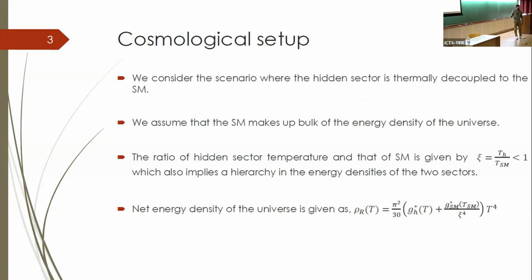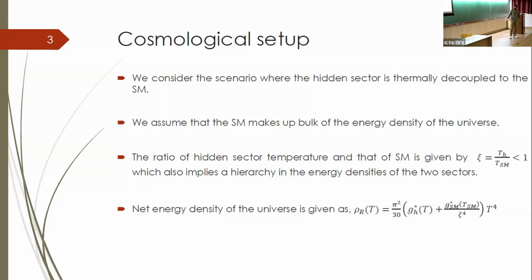To give a brief outlook of our setup, we consider a hidden sector which is thermally decoupled from the Standard Model. The hidden sector has a temperature T_H and the Standard Model has a temperature T_SM. We also assume that the Standard Model makes up the bulk of the energy density of the universe. From now onwards, I will quantify the ratio of the hidden sector temperature with respect to the Standard Model as chi, and for the purpose of this talk, I will assume that chi is less than or equal to 1.